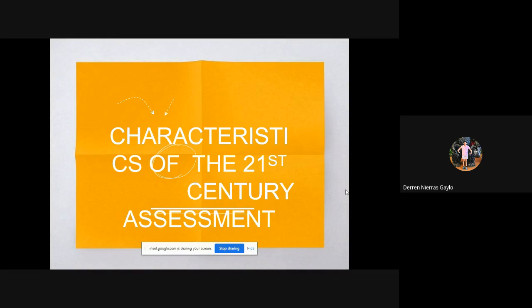Inevitably, the 21st century is here, bringing a lot of changes in the teaching and learning process. One area that is greatly affected is the assessment of the 21st century learners. The 21st century skills of the learners need to be considered in the assessment process. This lesson focuses on the different characteristics of the 21st century assessment. So we have 8 21st century assessment characteristics to talk about today.